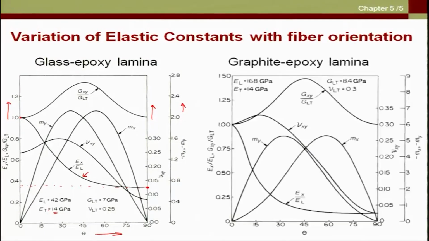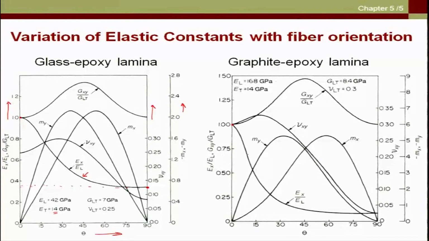Let us look at the same graph, but this is for the graphite epoxy lamina. Now, what is the difference? Here El is 168, Et is still 14 because we are using the same matrix material, GLT is 8.4, so it is a little higher, and nu LT is 0.3. Once again it starts from 1 and goes down to a pretty small value, because Et by El is very small, less than 0.1, since 14 divided by 168 is less than 0.1.